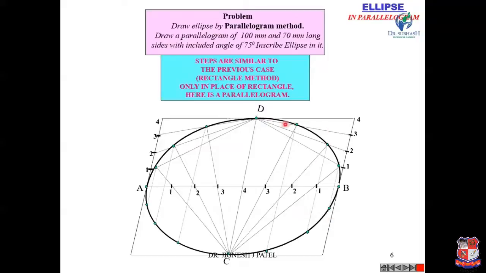So you will get an ellipse as a curve, and it is known as the ellipse in parallelogram. Now the next method is the directrix focus method.